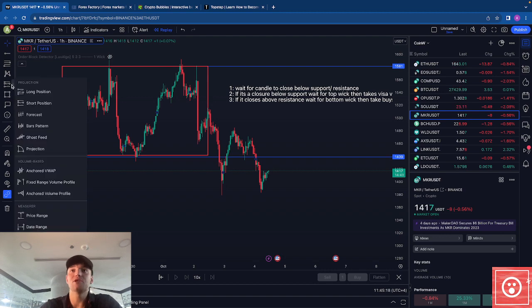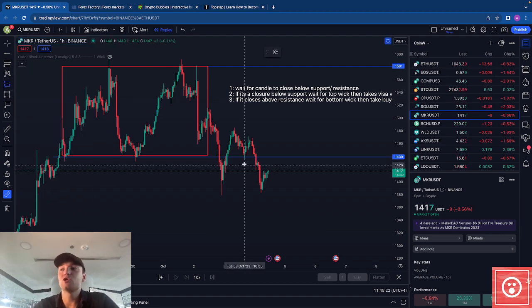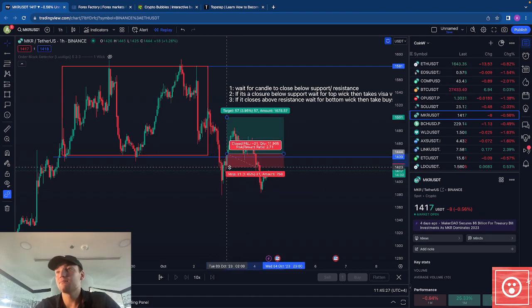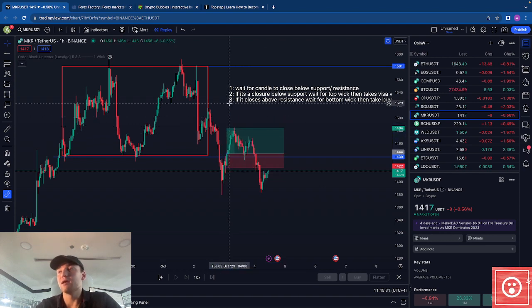Technically, you could probably take buys here, because you think about it, this strategy is more for scalping, right? It's a very short-term time frame. You could look at this, stop loss below this wick over here, and target the previous high here, okay?